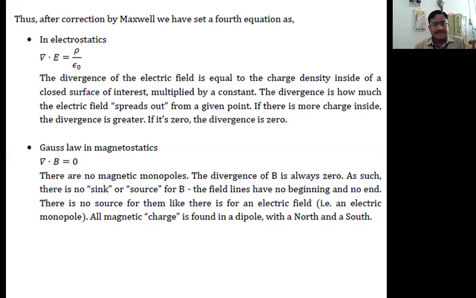and it had certain significance. The divergence of the electric field is equal to the charge density inside the closed surface of interest multiplied by a constant.